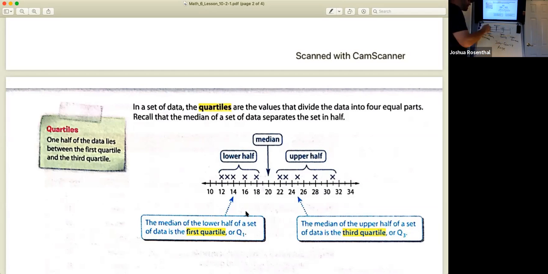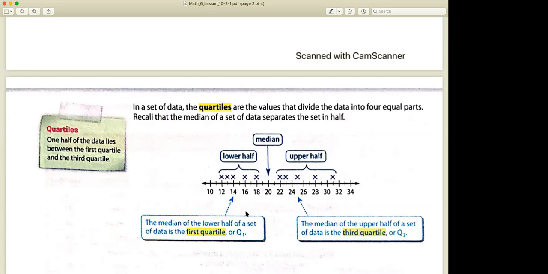Instead of this, the highest minus the lowest, that's the range. You can do the interquartile range, which would be the upper quartile minus the lower quartile. And that would give you just the distance between those two. Okay. Any questions about that?